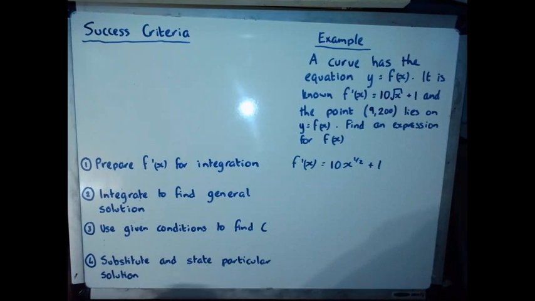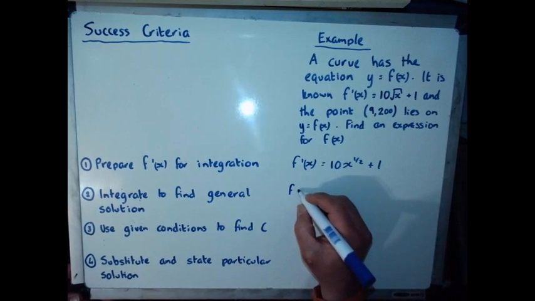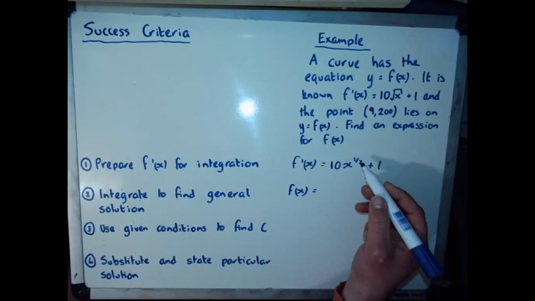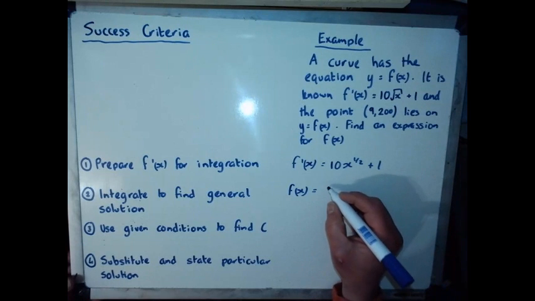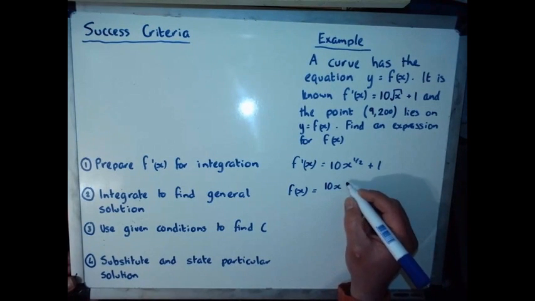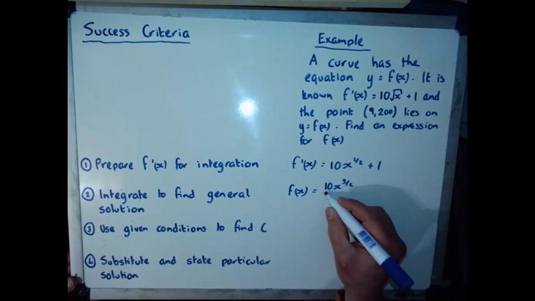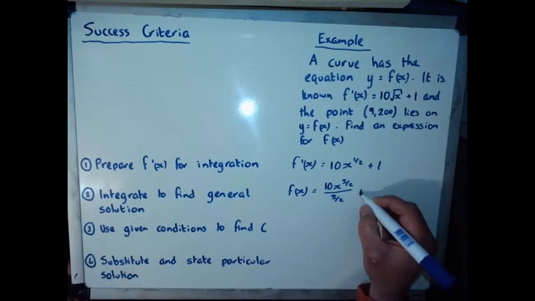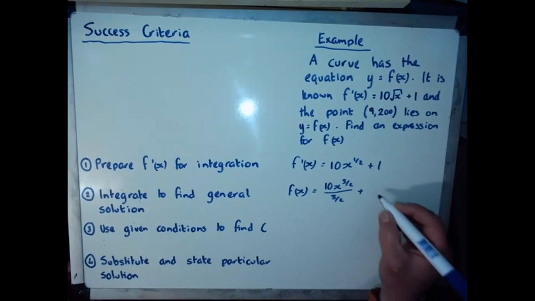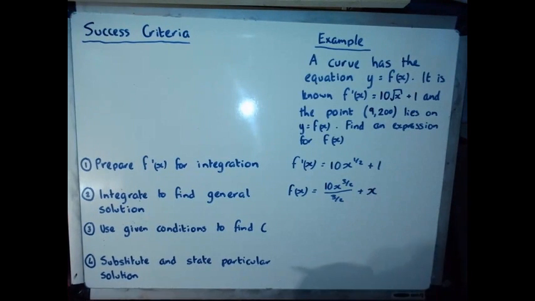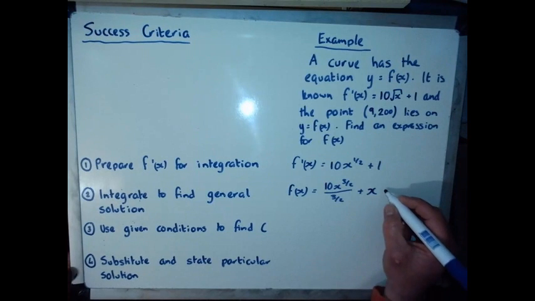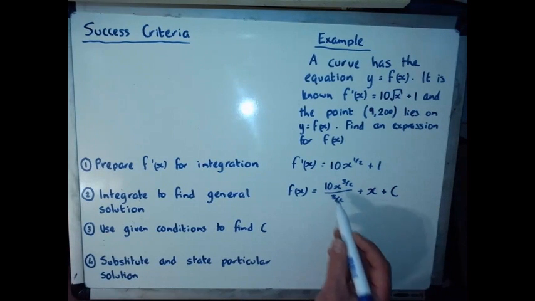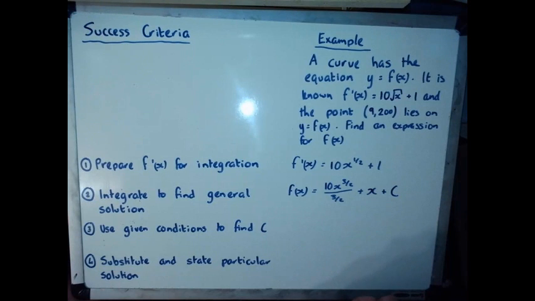So I'm going to go ahead and integrate this. So we end up with f of x being our integration steps. Remember, power is going to go up by 1 and we'll divide by that new power. So we get 10 x to the power of 3 halves divided by that new power of 3 halves. We know by now when I integrate 1, that's going to go to x. And then, because I've integrated, I always need my constant of integration appearing. Now just going to tidy this up. 10 divided by 3 over 2. Go off to the side and do that if you need to.